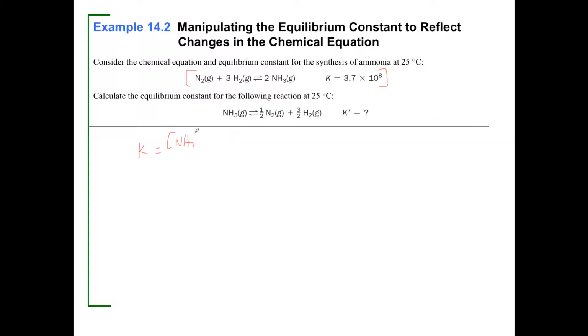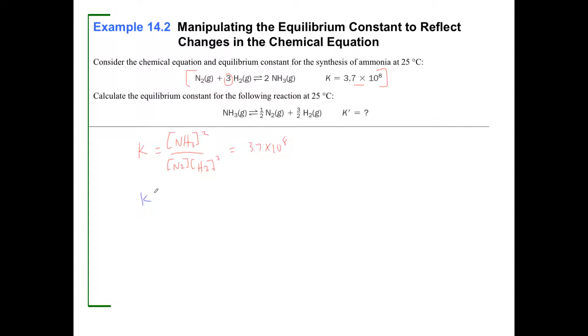Well, the K for that reaction, 3.7 times 10 to the 8th, watch this now, is the concentration of ammonia squared, right, because there's a 2 here, over the concentration of nitrogen times the concentration of hydrogen cubed, right? And we know what that number is. It's this. 3.7 times 10 to the 8th, okay?